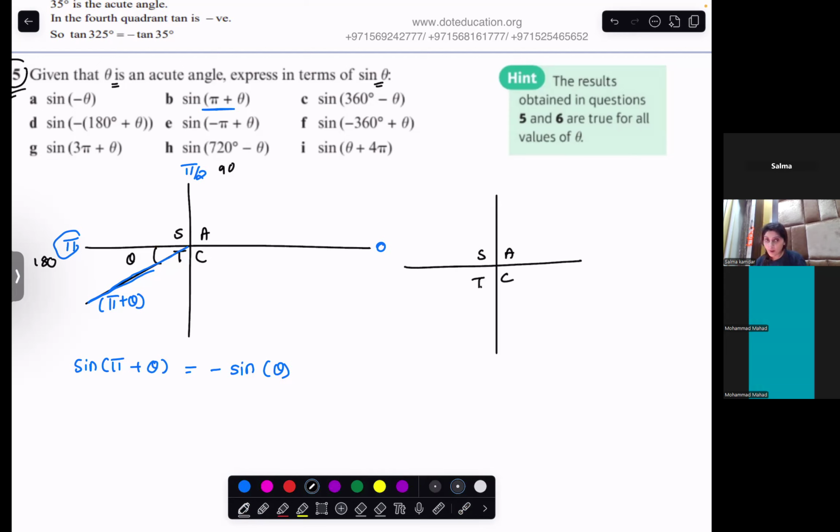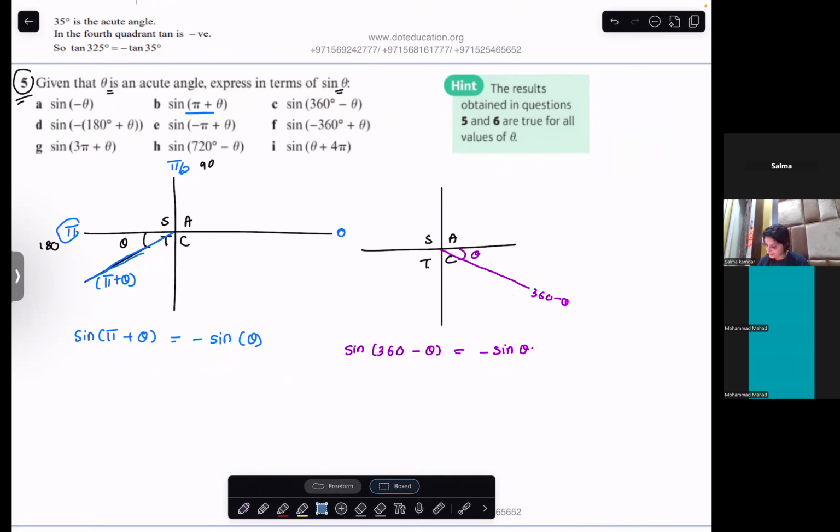Tell me, where will I have 360 minus theta? 360 minus theta is going to be in the fourth quadrant. So this is 360 minus theta. I am looking at this acute angle. So sine of 360 minus theta is equal to minus sine theta. Let's go to the fourth one.